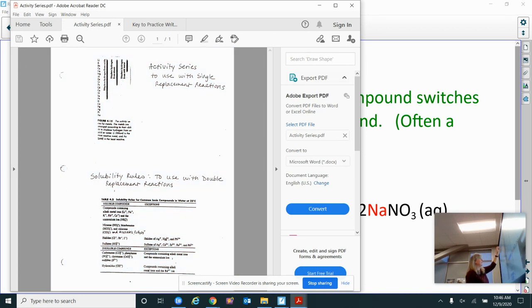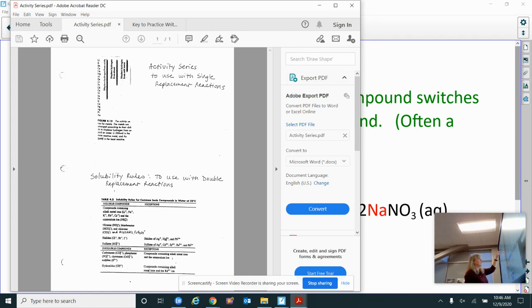The top 5 metals listed on here, lithium, potassium, barium, calcium, and sodium, those are reactive enough to replace hydrogen from water. So I showed you the demo. We threw sodium in water. Sodium can react with just water.